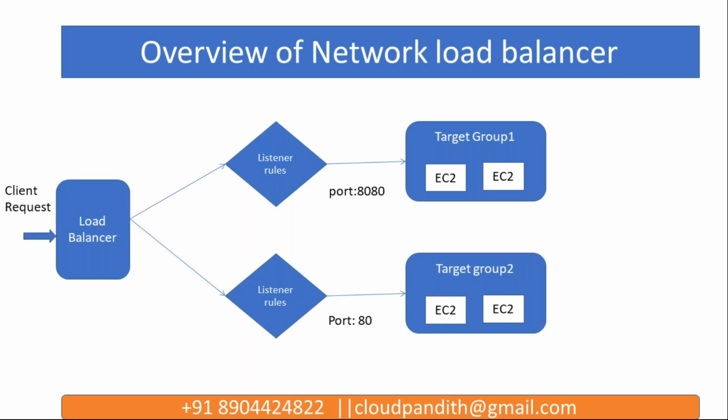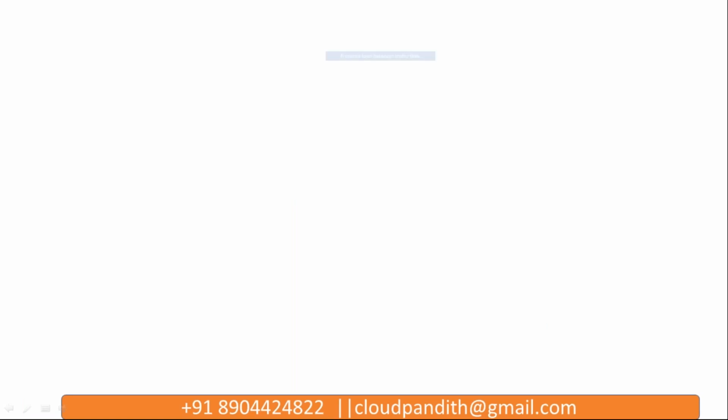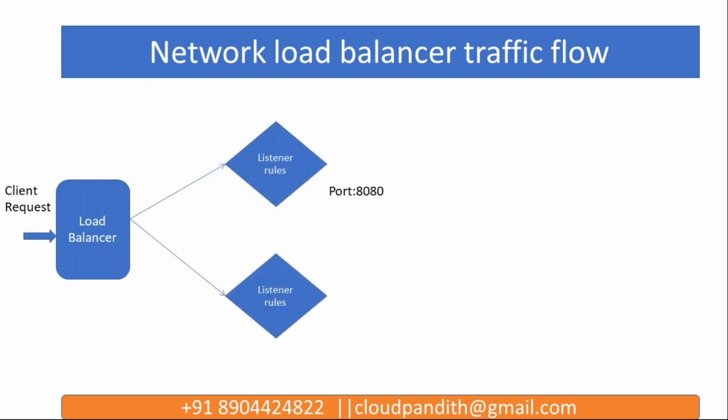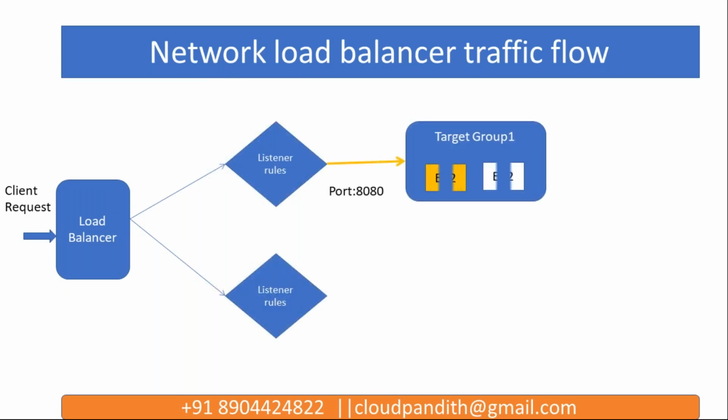Okay, the client will make the request, and that request will hit the network load balancer. Then based on the port number, if it is hitting with port number 8080, that request will go into this target group. If the client is requesting with port 80, that request will hit target group 2. So the client will make the request, the load balancer will receive that request and check whether it has port 8080. If it has port 8080, that request will go to target group 1. In this, it will hit the first EC2 instance.